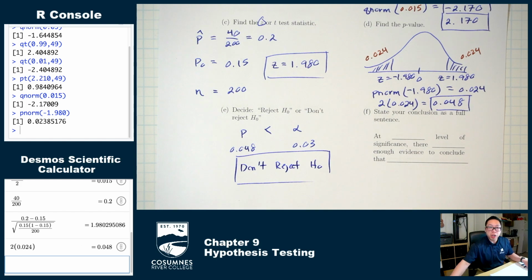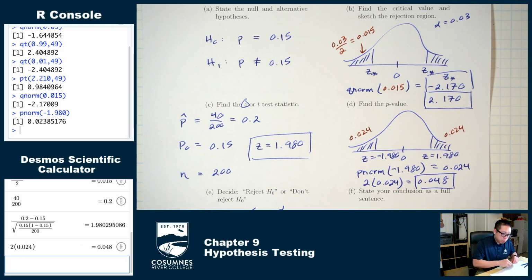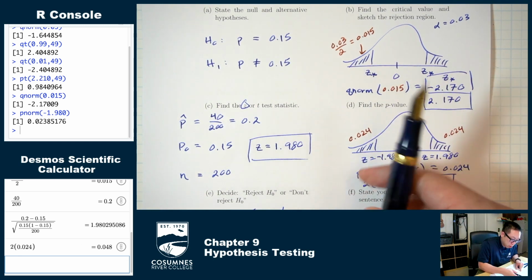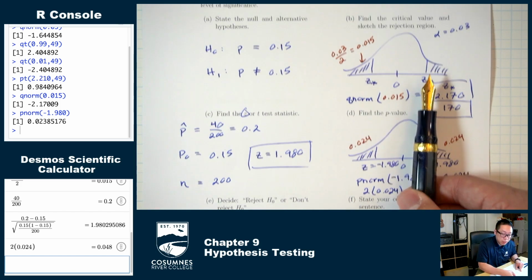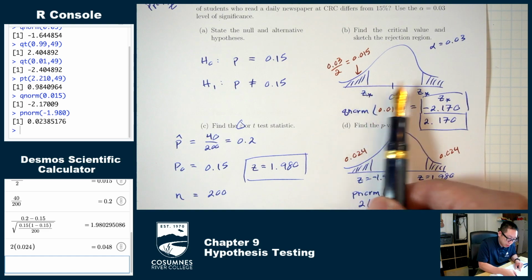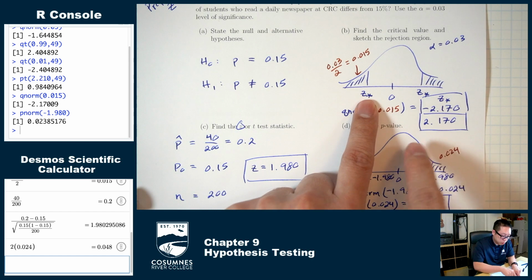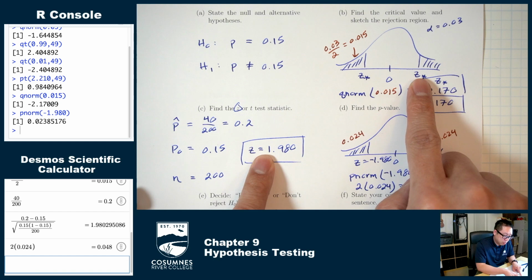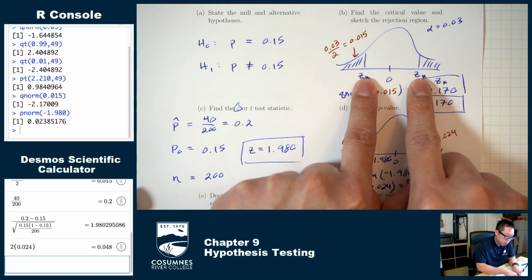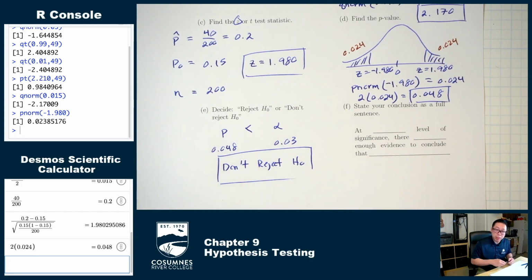And then just as a double check, let's check with the critical value, the rejection region approach. These two boundaries are negative 2.170 and 2.170. Question is, where is 1.980? Is it in the unshaded part, or is it in the shaded part? That's negative 2.170, that's positive 2.170. Where is 1.980? 1.980 would be in the unshaded part, right? Which also tells us to don't reject. Okay, so that means that we probably did something right.